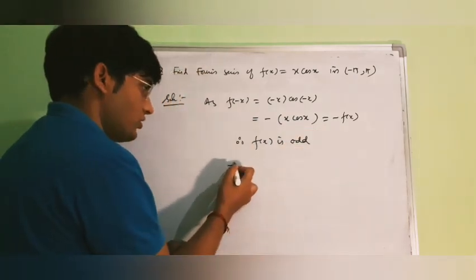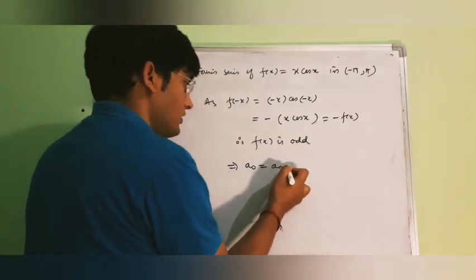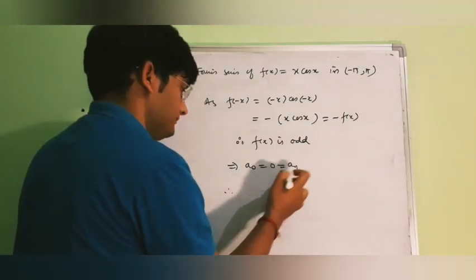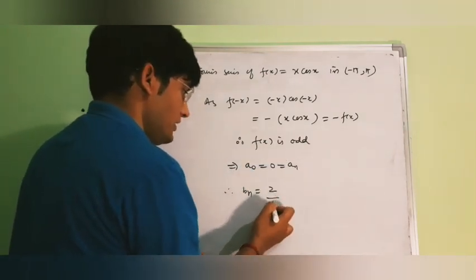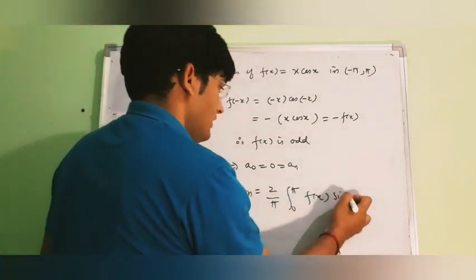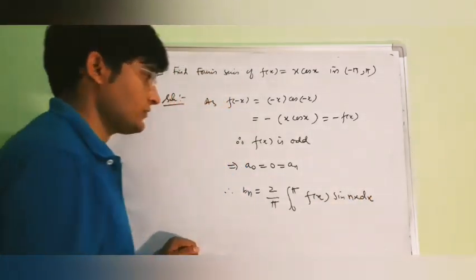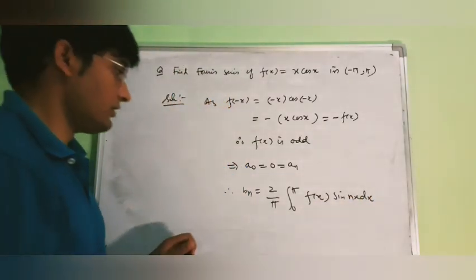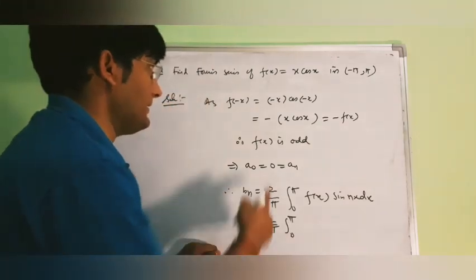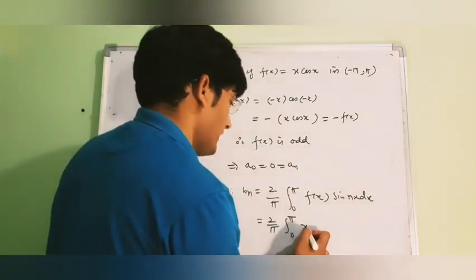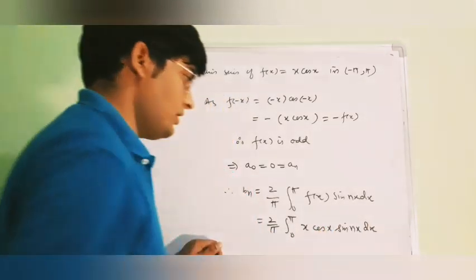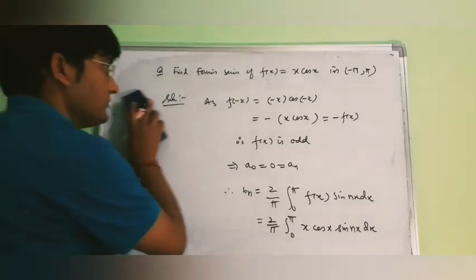Now as f(x) is odd, so a naught and an will be 0. Therefore bn will be 2 upon pi integral 0 to pi f(x) sine nx dx. So this will be your bn. Now this is equal to 2 upon pi integral 0 to pi, and now f(x) is x cos x into sine nx dx. Now let us find out its integration.